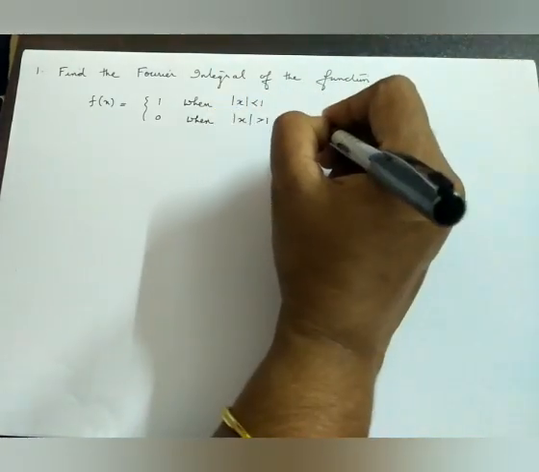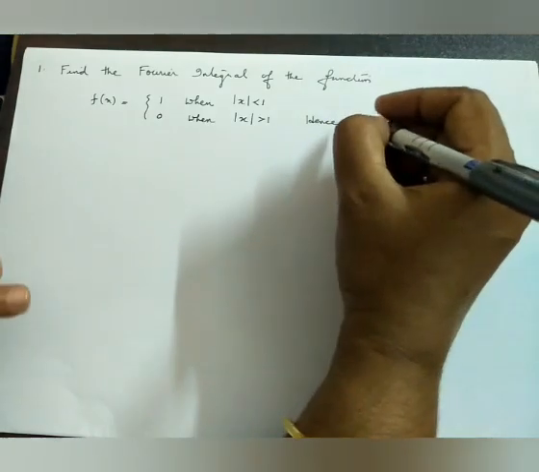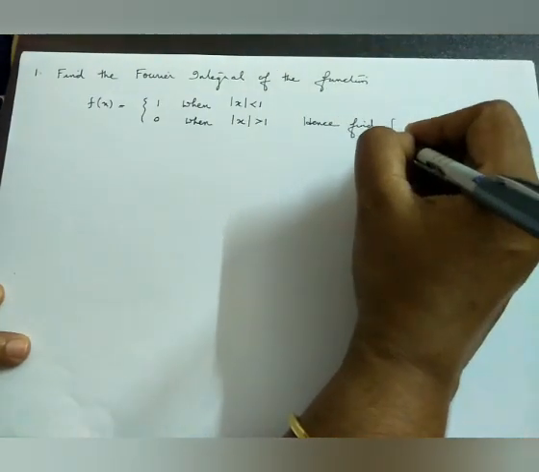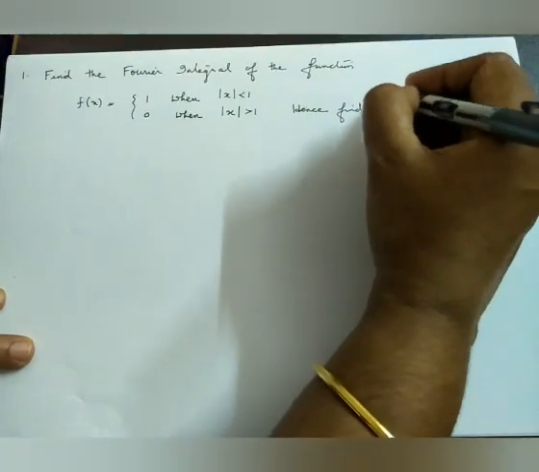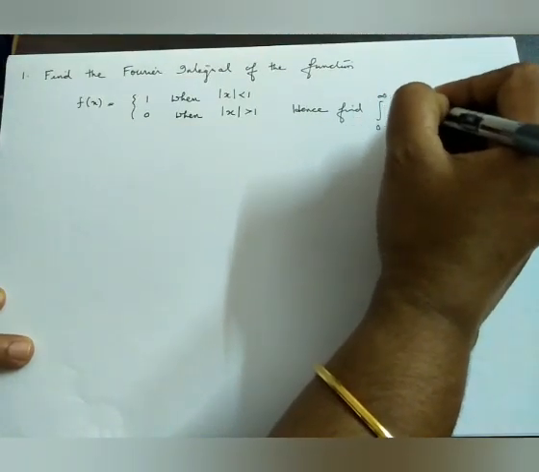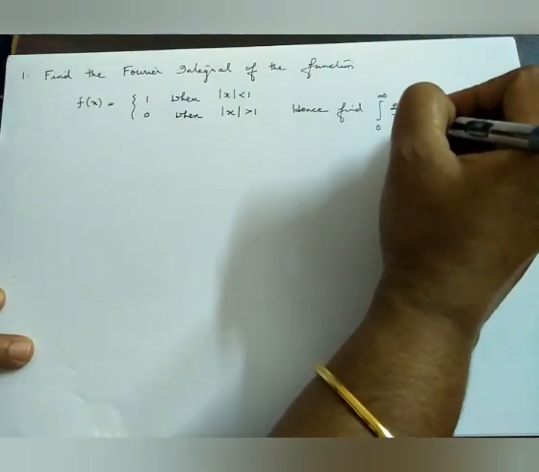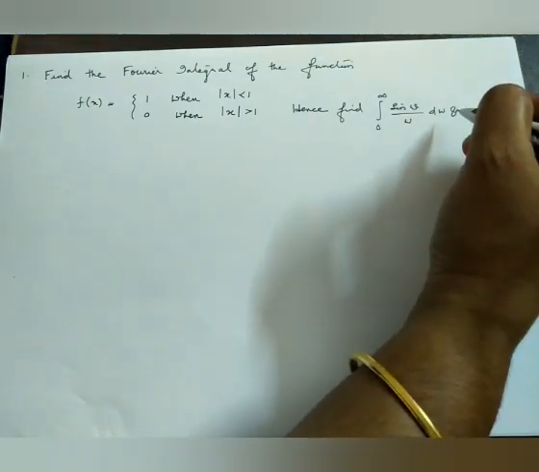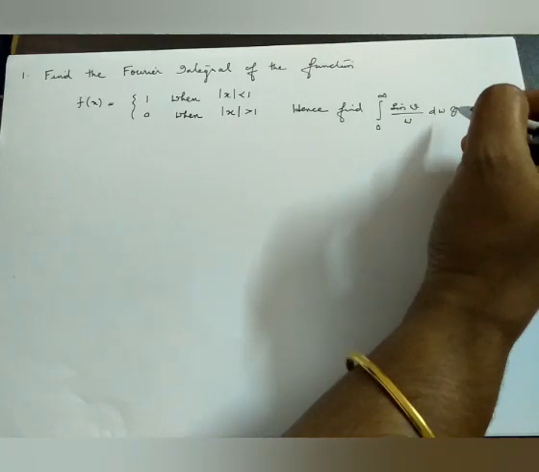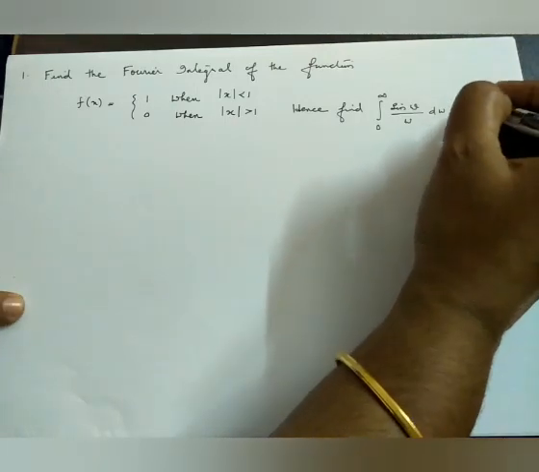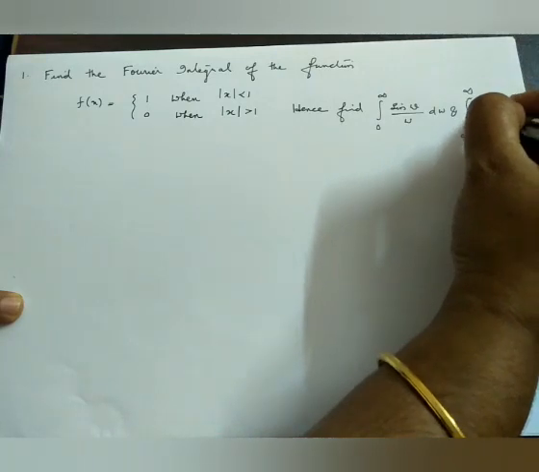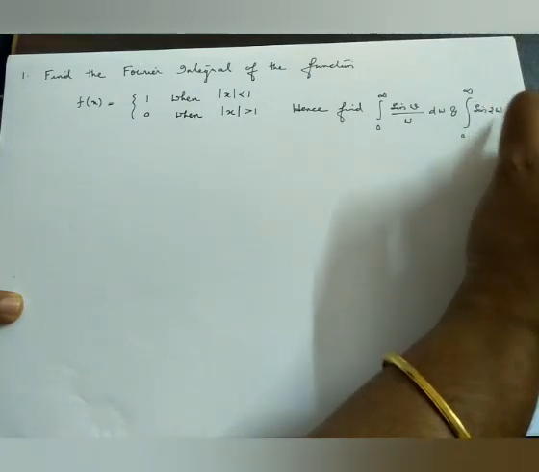Hence find the integral from 0 to infinity of sin omega by omega d omega and the integral from 0 to infinity of sin 2 omega by omega d omega.